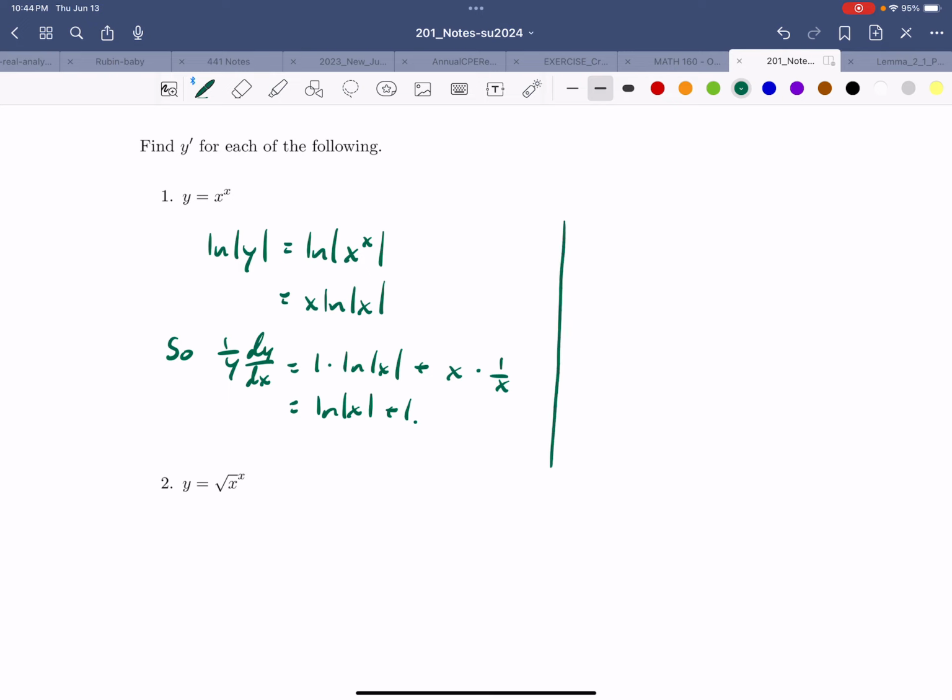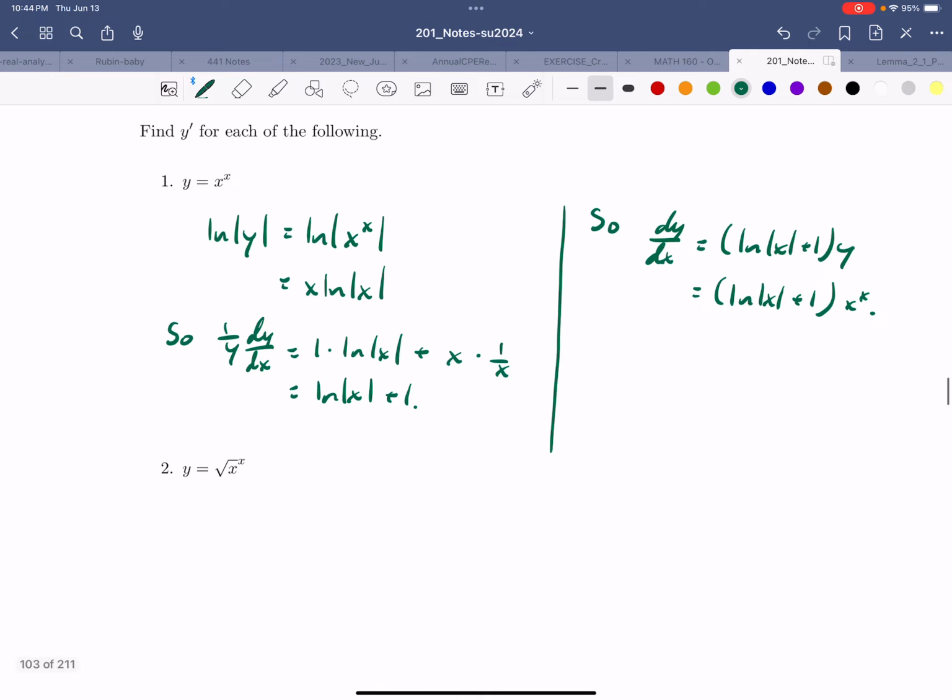Let's just continue this over here. So dy over dx is going to equal ln of the absolute value of x plus 1 times y, or ln of the absolute value of x plus 1 times x to the x. So that's our answer.